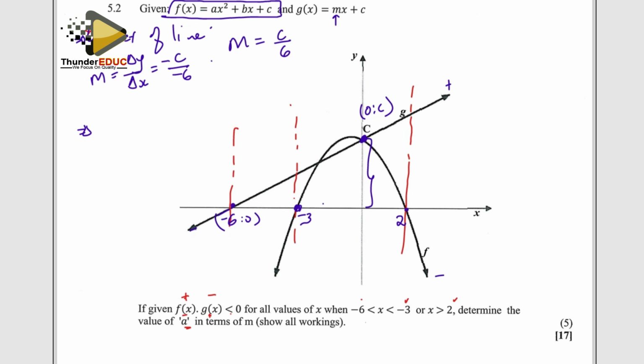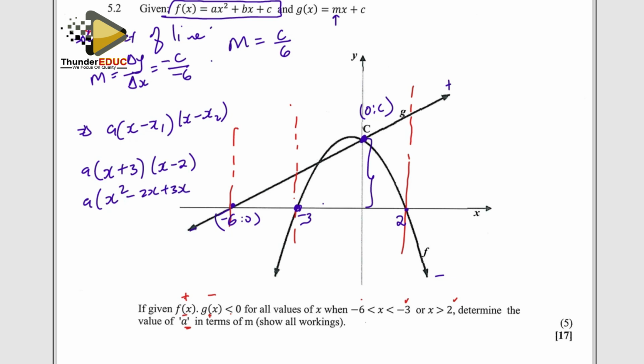So since I have the intercepts, I can just say a into x minus x1, x minus x2. So which means it's a into x plus 3 into x minus 2. Let me try to open this up. A into x squared minus 2x plus 3x minus 6. Why don't I just open it at once, just to save time? Okay, that's going to be ax squared plus ax minus 6a.